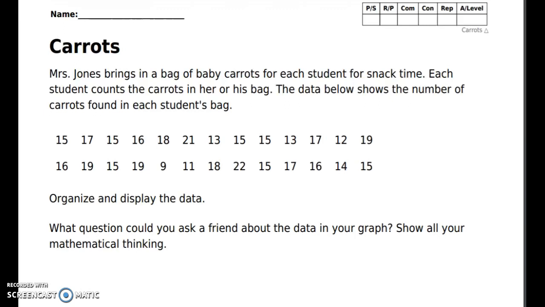We have talked about mode. We have talked about different types of tables and different types of graphs. So think about those things as you go into answering this question.